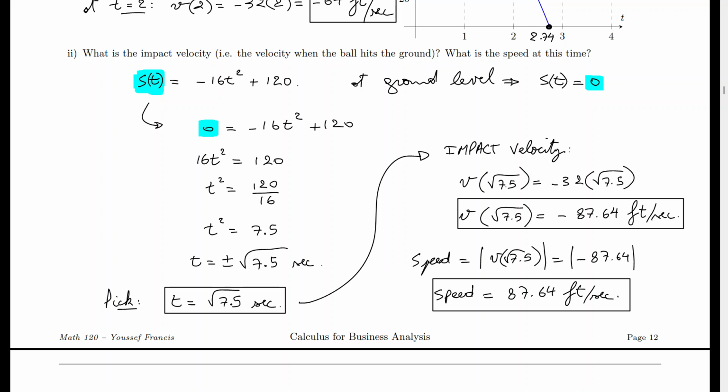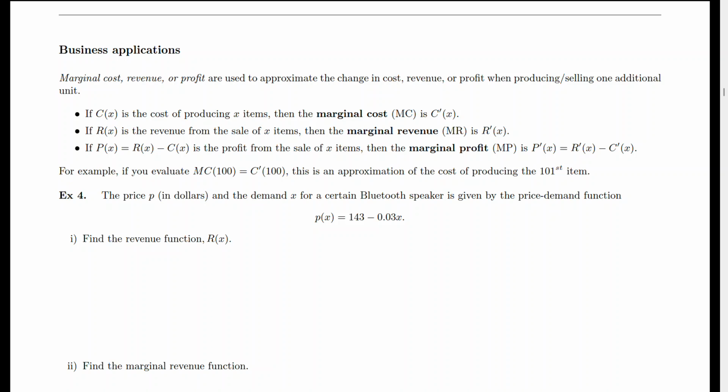Okay, so that is the application that has to do with motion. And next, what we'll have to do is look at business applications. So in this course, again, you are going to see these words multiple times. The words are going to be cost, revenue, and profit. These variables are going to be showing up over and over in our course. But now we have new terms to worry about, which are the marginal cost, marginal revenue, and marginal profit.